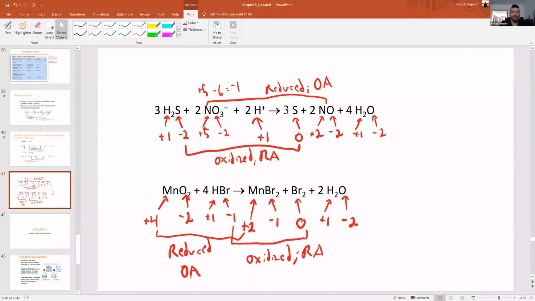Okay. Any other questions on redox before we quickly do molarity and dilutions? And that's it.